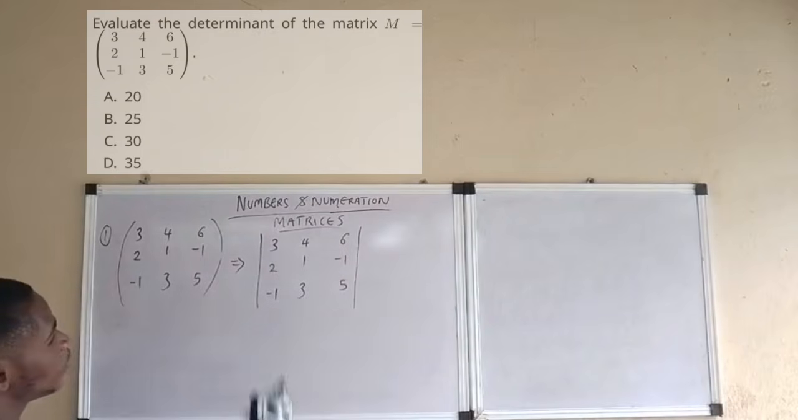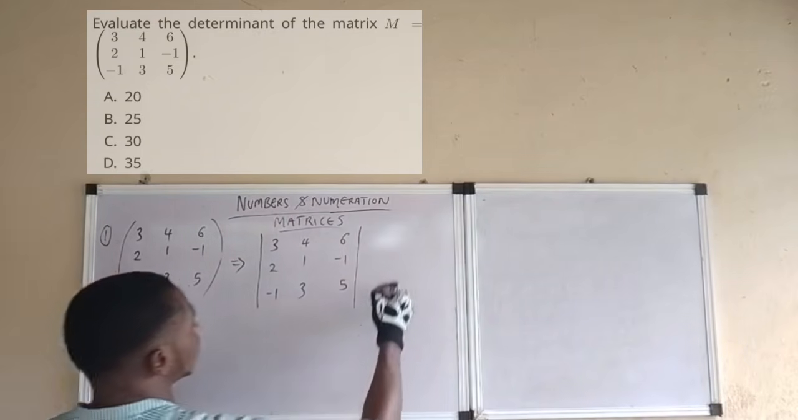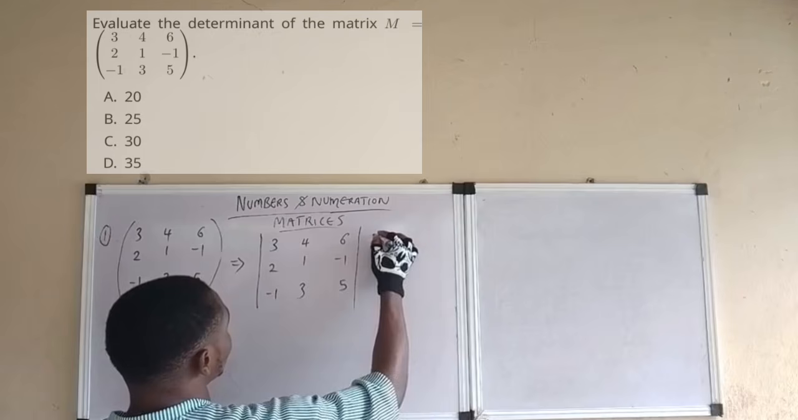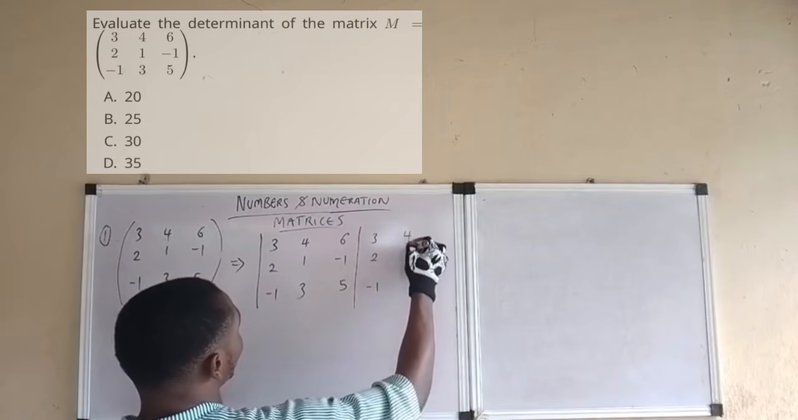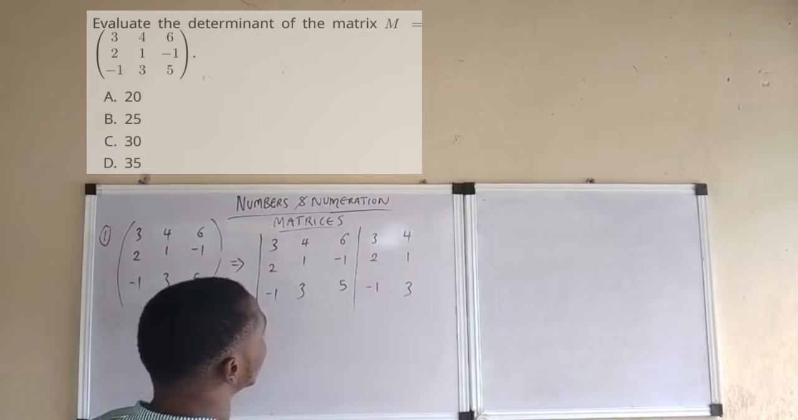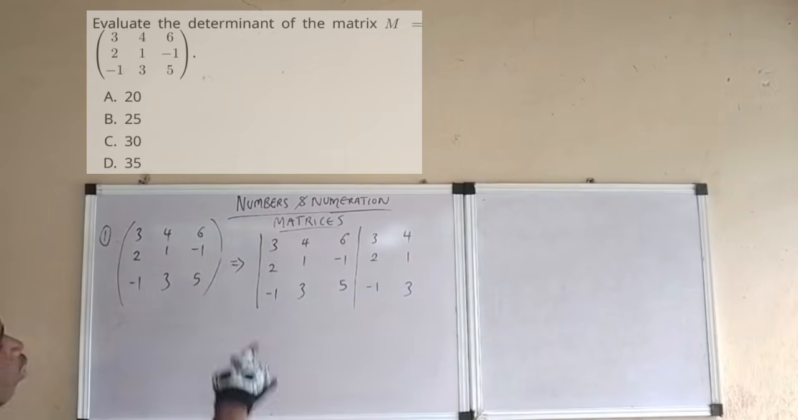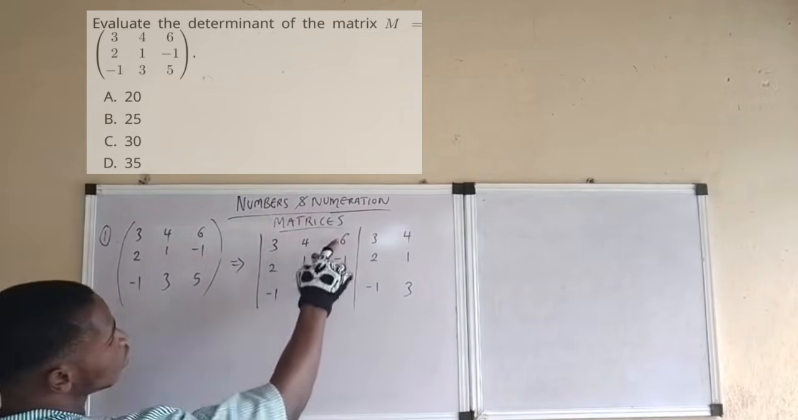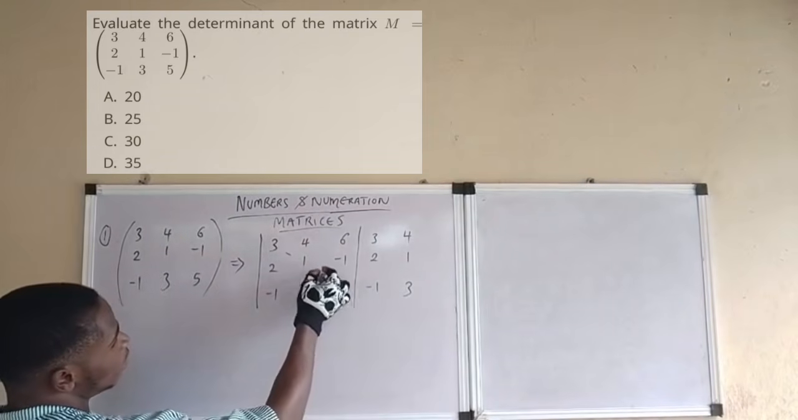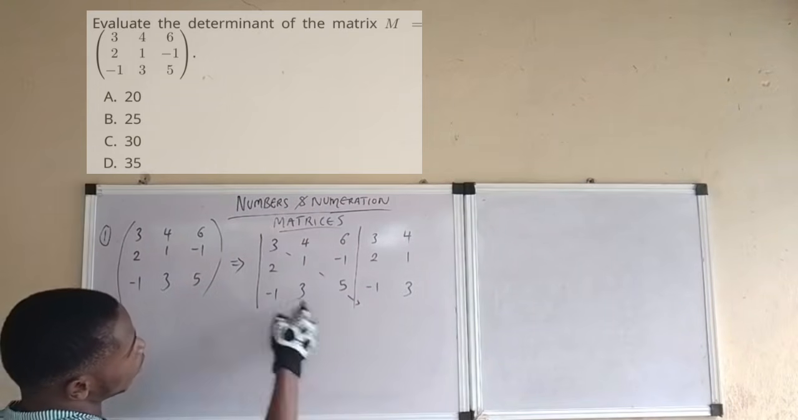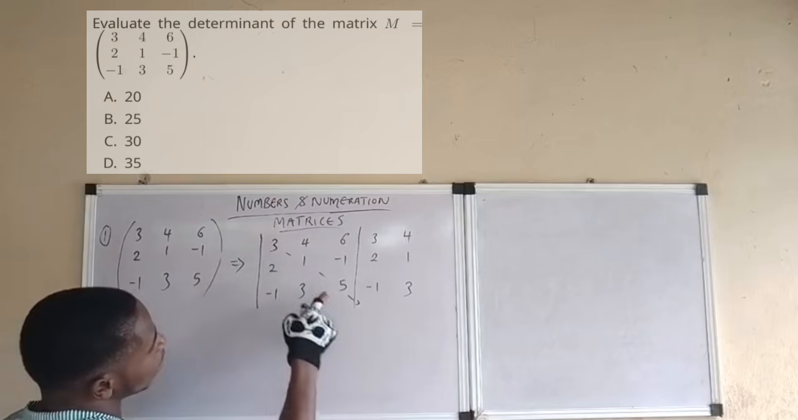All right. Now repeat the first column and the second column in this portion. So you're having 3, 2, minus 1, and 4, 1, 3. All right. Now, starting from these first 3 columns, we are going to multiply diagonally to get a result. So multiply diagonally in this order. Can you see the way I'm doing it? So 3 times 1 times 5 is 15.